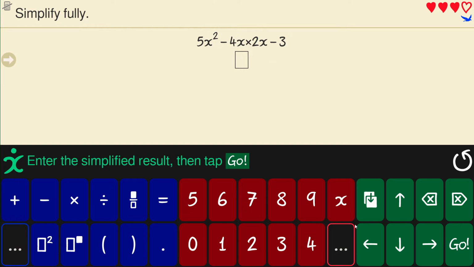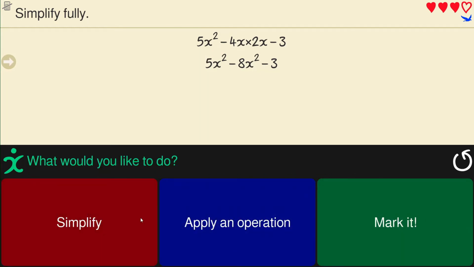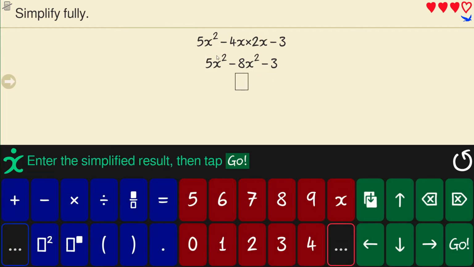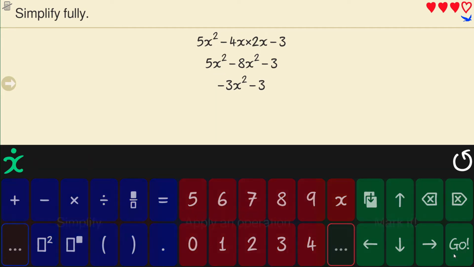Okay, so I'm going to simplify this middle term. Let's get everything else there. It's a negative term. 2 times 4 will give me 8. And x times x is x squared. And I can now collect those x squared terms. So I've got a plus 5x squared term. Take away 8x squared is going to give me minus 3x squared. Take away 3, don't forget the constant at the end. There we go.